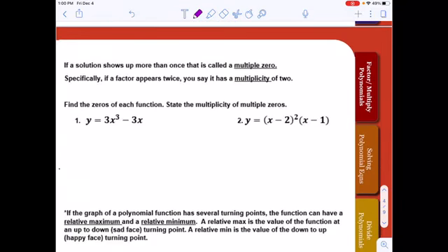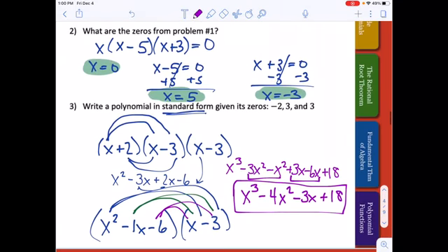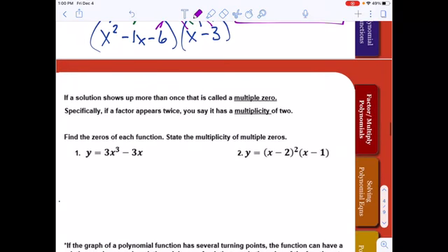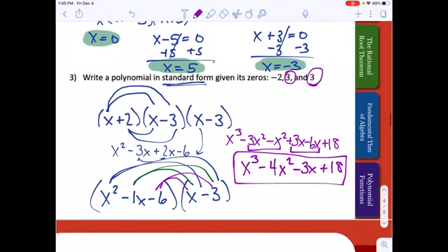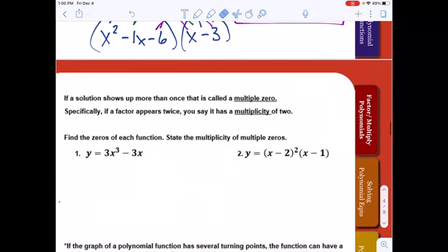Now on these next ones, we're moving into something a little different. We still are going to factor though and find the solutions. If a solution shows up more than once, that is called a multiple zero. So in this case, 3 showed up more than once, that would be a multiple zero. Specifically, if a factor appears twice, you say it has multiplicity of 2. If it appeared 3 times, it would be multiplicity of 3. Negative 2 only shows up once, that's multiplicity of 1. So we are going to find the zeros of each function and then state the multiplicity.